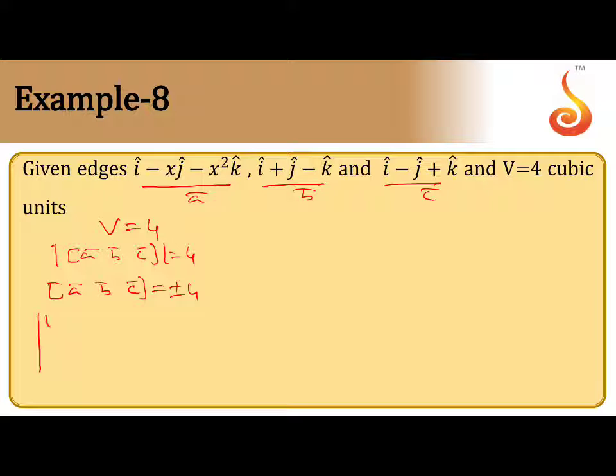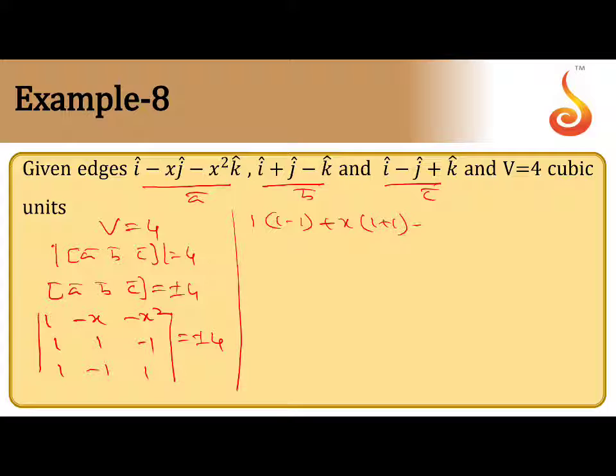Box [a, b, c] means the determinant with rows 1, minus x, x², then 1, minus 1, 1, then minus 1, 1, 1, equal to plus or minus 4. Now you can solve the determinant. So 1 into (1 minus 1) plus x into (1 plus 1) minus x² into (minus 1) equal to plus or minus 4. First term 0, so 2x plus 2x² equal to plus or minus 4. Dividing by 2, x² plus x equal to plus or minus 2.